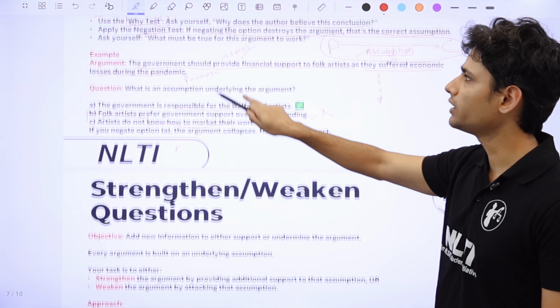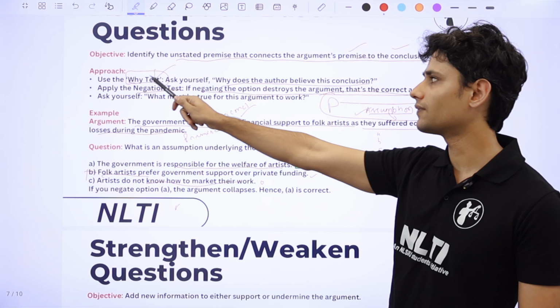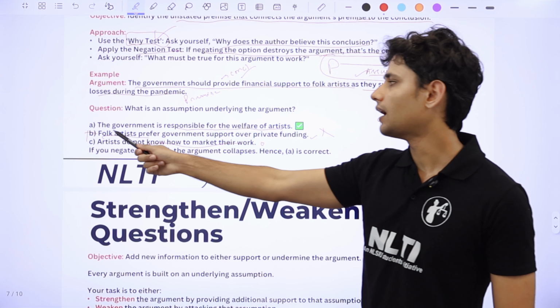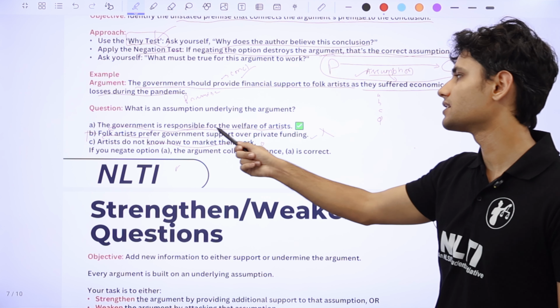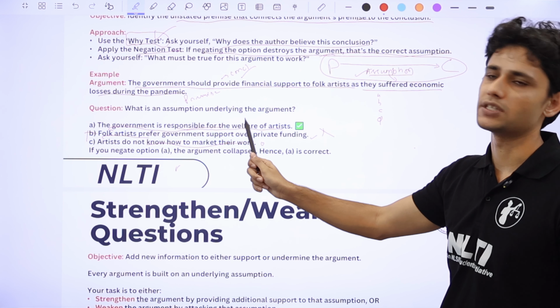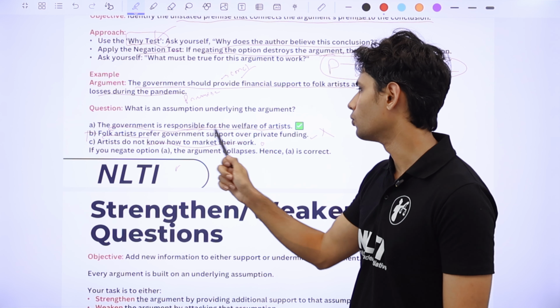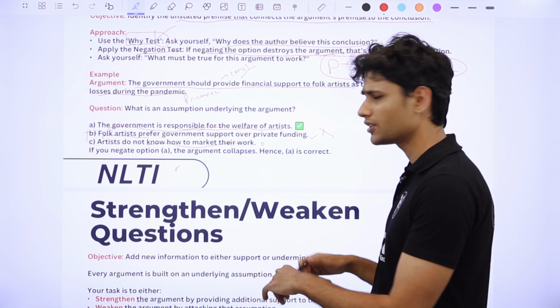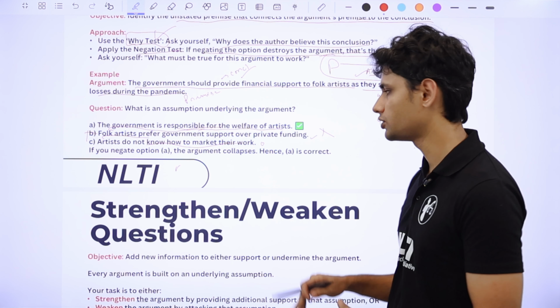Whichever test you want to use, if you use the why test, which asks why does the author believe this conclusion, then option A responds to that. Option A tells us why the government is responsible, because they are the ones who have to look out for the welfare of the artist. So that's how you deal with the assumption-based questions.